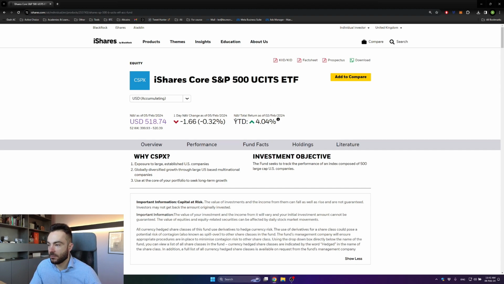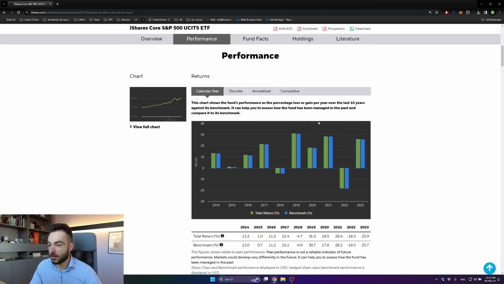Number one, you see the year-to-date return of the fund. That means from the start of the year, this fund has returned 4%. The first thing you can do is check out the performance. By calendar year, you can see each year how much the fund has returned. The green one is the return of the fund, while the blue is the return of the benchmark, meaning the index we are trying to match with this fund, the S&P 500. That's why this is a product offered by BlackRock, which matches that index. And you can see the difference between the returns.